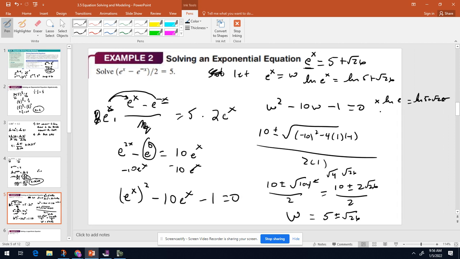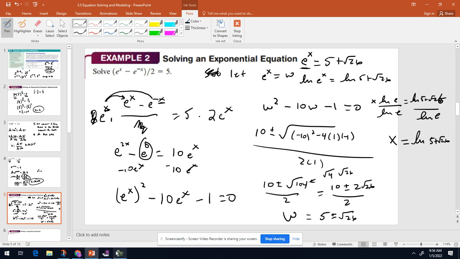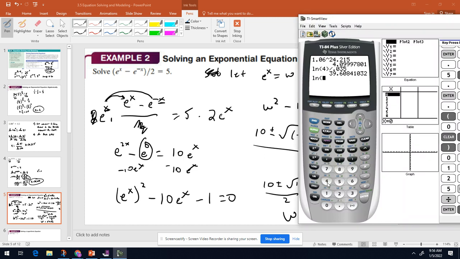Running out of room here. So now I'm going to divide both sides by ln of e. Again, what does that mean? This is the same thing as the number 1. So x is equal to ln of 5 plus square root of 26. I'm going to put that into my calculator.